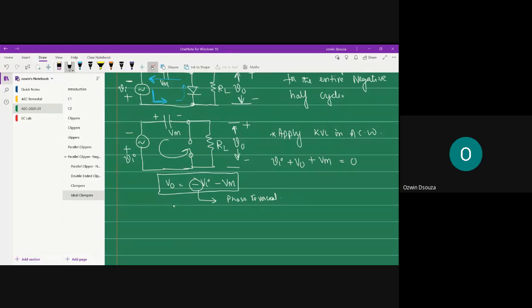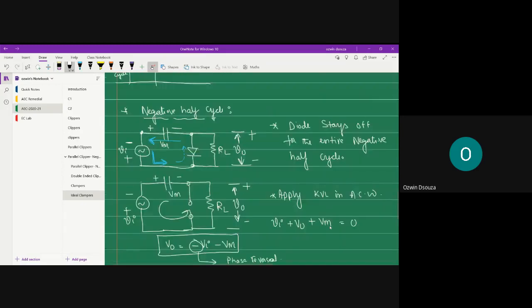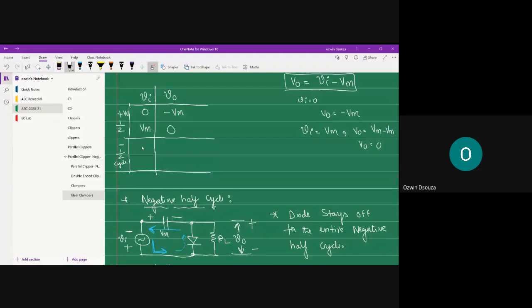Now let us see what happens to the output during the negative half cycle. When Vi is 0, V0 becomes 0 minus Vm, that is minus Vm. On the other hand, when Vi becomes Vm in the negative direction, your output becomes minus Vm minus Vm, that is equal to minus 2Vm. So when your input is 0, output is minus Vm, and when your input is at the negative peak, your output becomes minus 2Vm. I will substitute this result in this table. So when your input is 0, output is minus Vm, and when your input hits the negative maximum, your output stays at minus 2Vm.